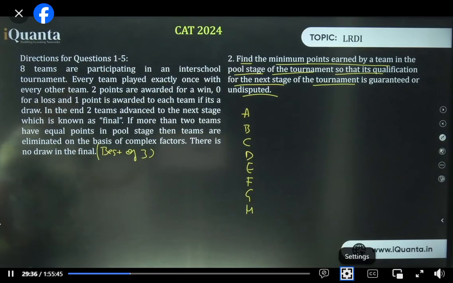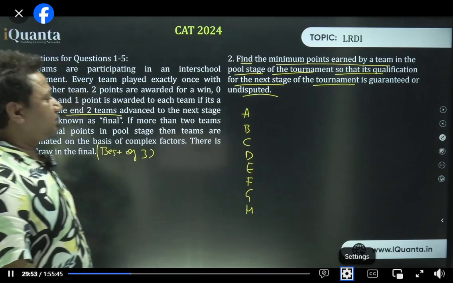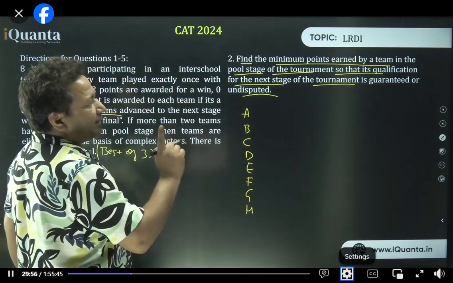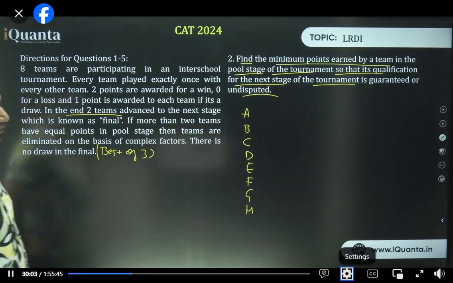All right. So we know that only two teams reach the final. It's given in the question already. Okay. Right? 2 teams advance to the next stage. That is finals. So I want to calculate the minimum points so that it is guaranteed it goes there. जाना ही जाना है, confirm है. So let us do one thing.